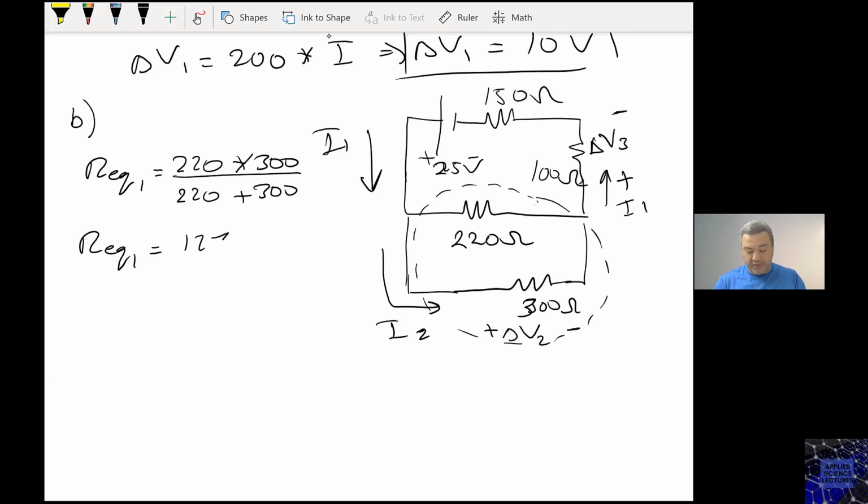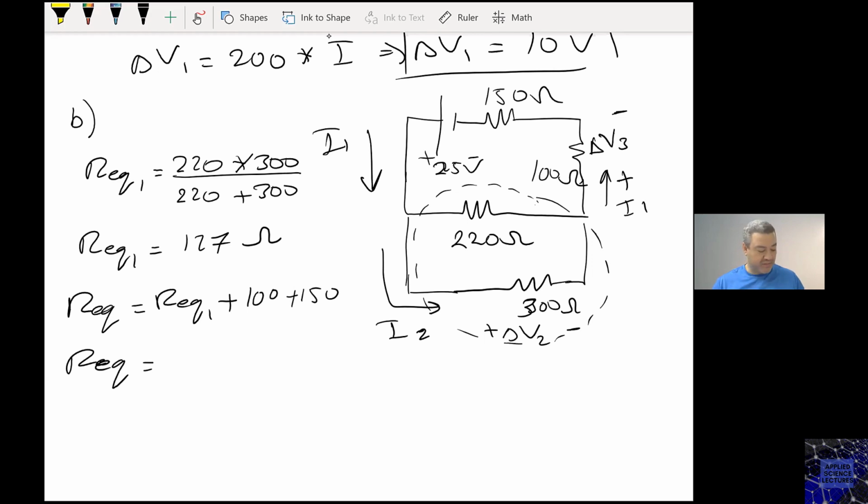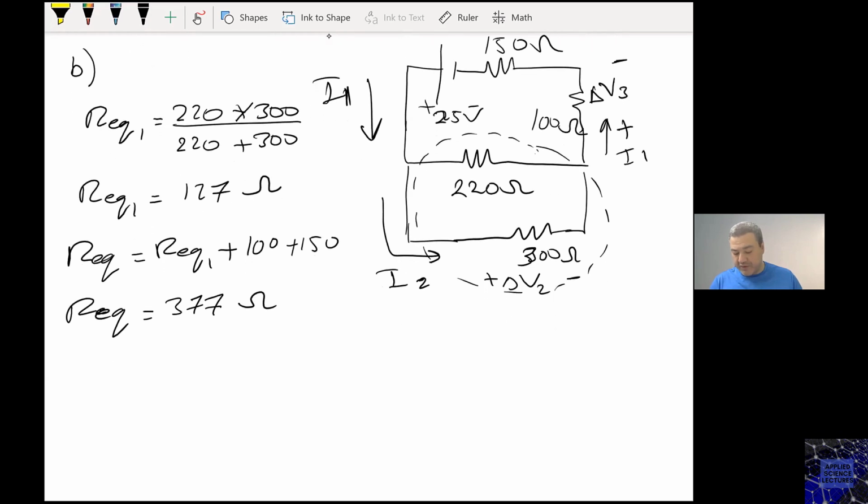is 127 ohms. Then if I want to calculate now the R equivalent total, it will be R equivalent 1. What else? The 100 is in series with R equivalent 1, and the 150 are also in series. Then R equivalent is 377 ohms. So now, if you look at the equivalent circuit I found, it's going to look like this.